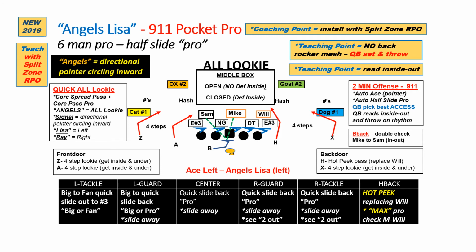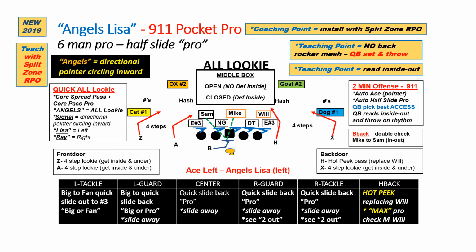Again, the play side tackle and guard, if they are covered, will stay in a man principle. And then the center, the right guard, and the right tackle will be in a zone principle, blocking the down lineman and the backside backer. The running back is going to double check Mike to Sam. With this, we like the back to set towards the call or towards the slot formation.